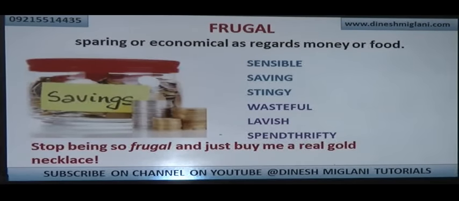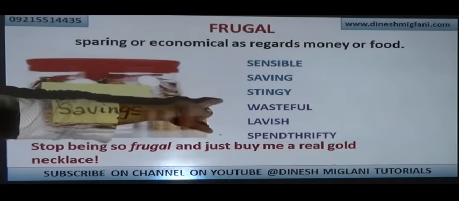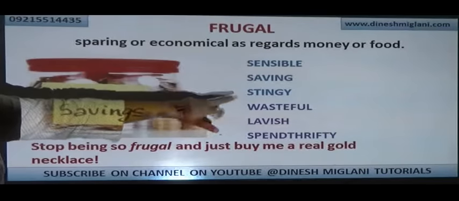You are an economical person. You don't want to waste it. You are not a miser. Remember this thing. Miser means you're mingy. You don't want to spend money anywhere. But you are sensible in spending. This is what frugal means. Sensible, saving. Stingy is the negative one of this. Stingy are also penurious. We did this word.